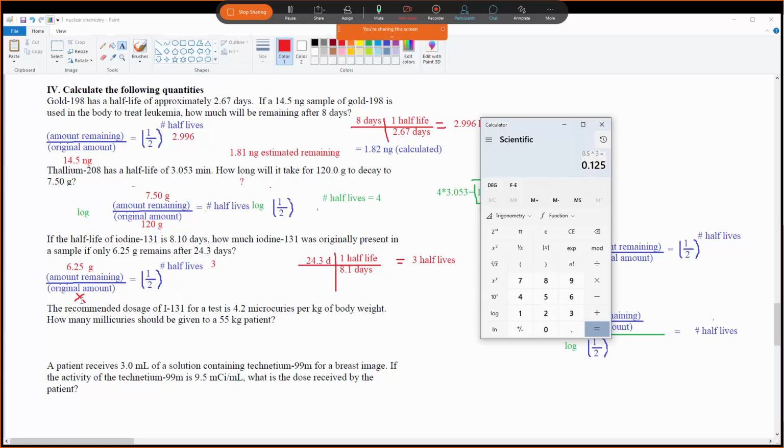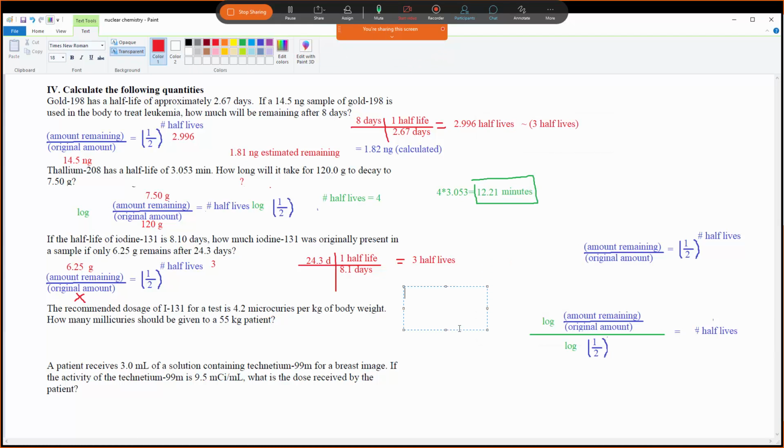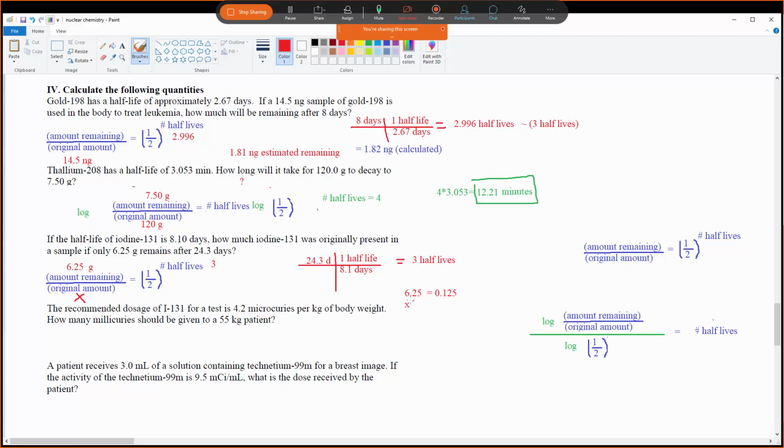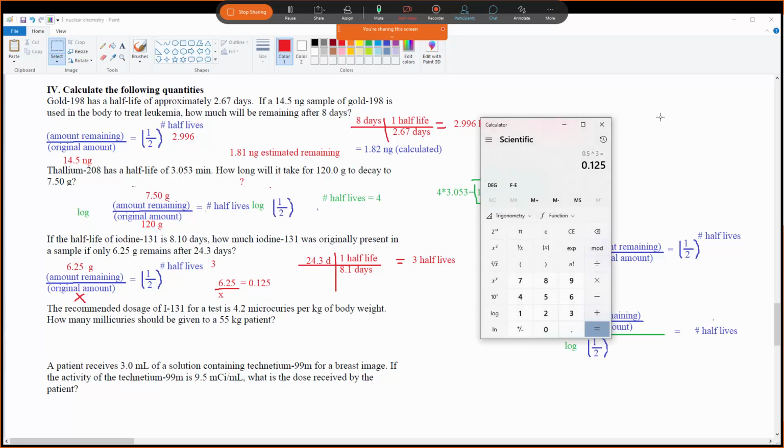And I'm solving for x. So that means 6.25 divided by x is equal to 0.125. Right? That's how this simplifies. Now to solve for x, I'm going to multiply both sides by x and then divide both sides by 0.125, and that should get me the right answer. So 6.25 divided by 0.125. Solving for x, x was 50, and my units here are grams, so x was 50 grams.